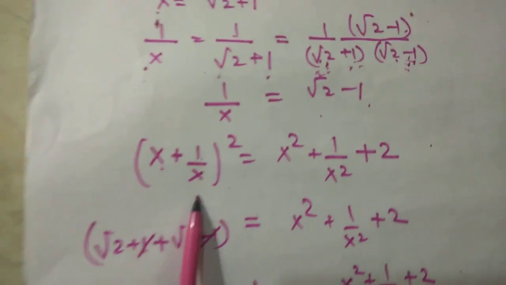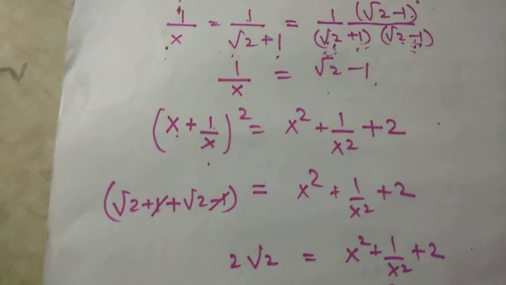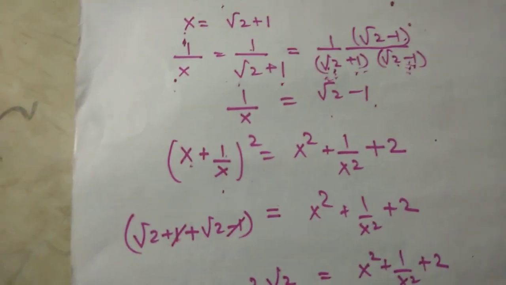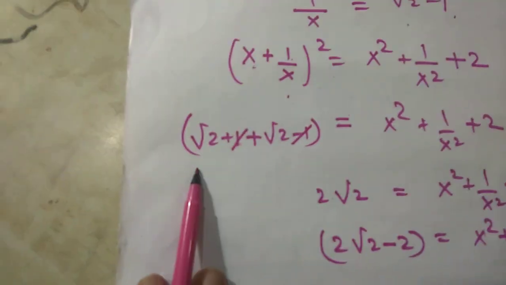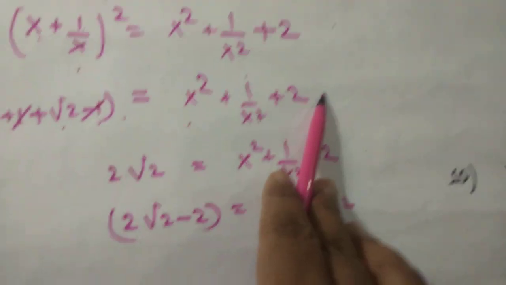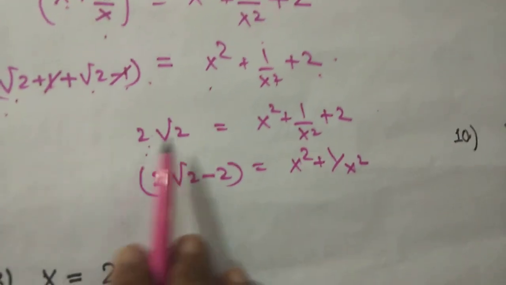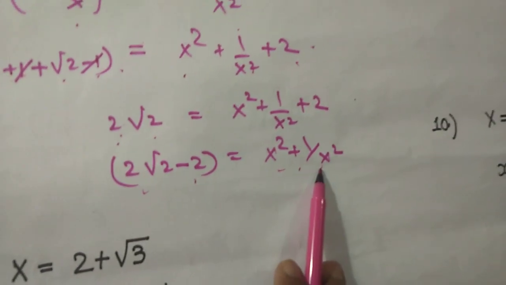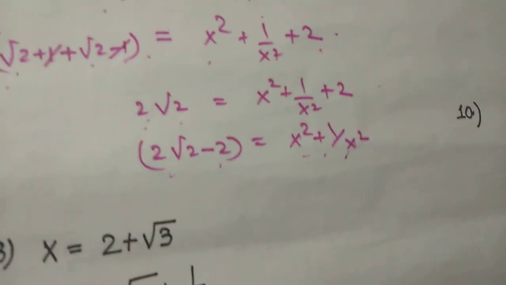So (x plus 1 by x) whole square is x square plus 1 by x square plus 2ab, that is 2. So x is root 2 plus 1 plus root 2 minus 1. Minus 1 plus 1 cancel. This is 2 root 2, equal to x square plus 1 by x square plus 2. So 2 will come to this side. So 2 root 2 minus 2 is equal to x square plus 1 by x square.